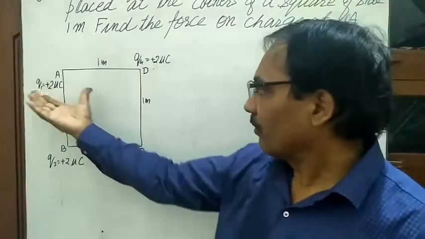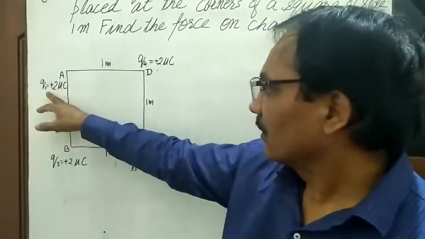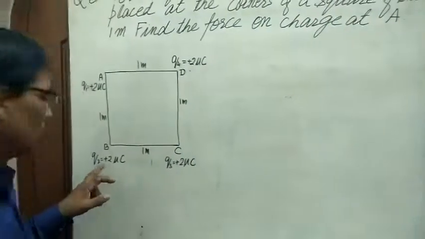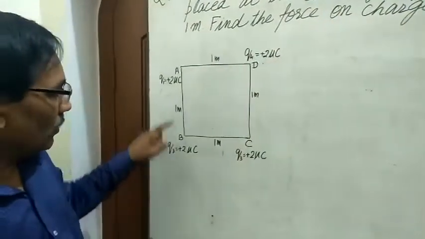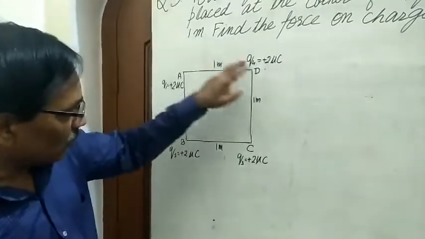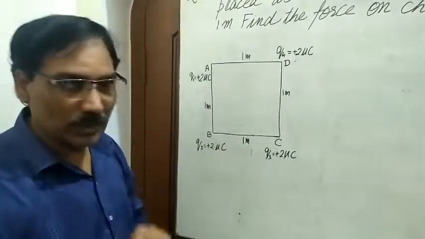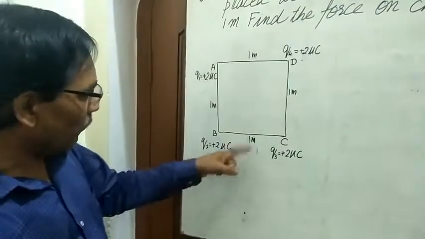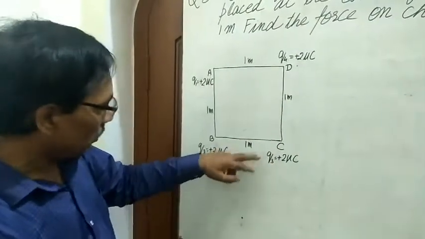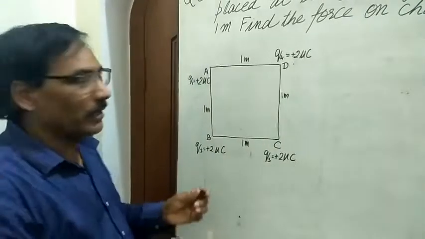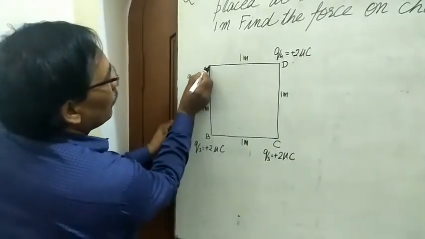So then we will calculate the force on charge Q1 due to charge Q2, force on Q1 due to charge Q4, force on Q1 due to charge Q3. If you want to find the force on charge Q1 due to Q3, then you have to calculate the distance AC.